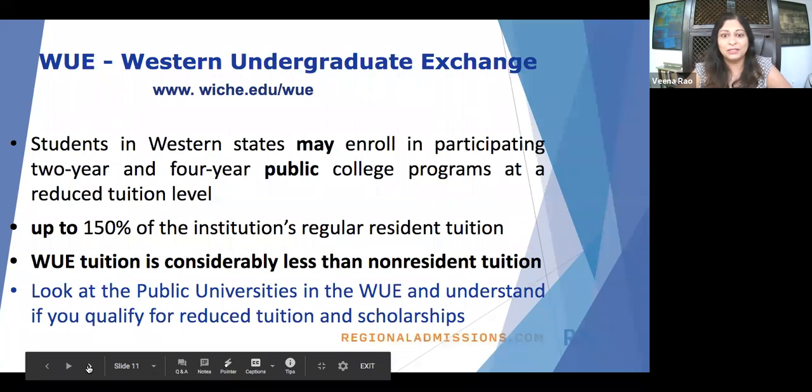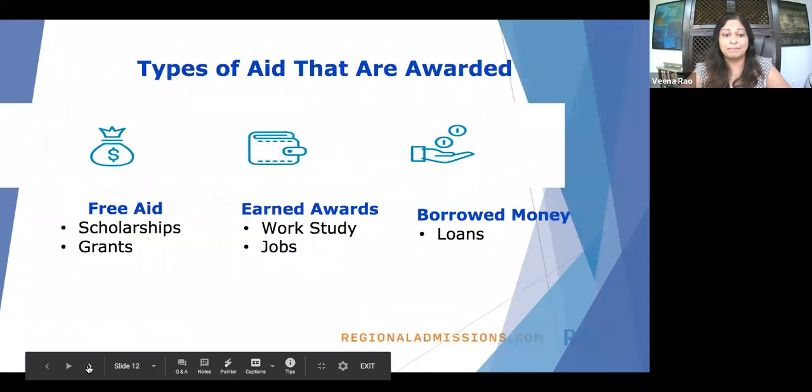But you need to go to the website and reach out to the universities that you may be interested in, and find out how many WUE tuition discounts are available for applicants and how competitive that pool might be. But it's definitely worth it to look at these universities to see if they have similar offerings to what you're considering. So in terms of the aid that's awarded, there are three types.